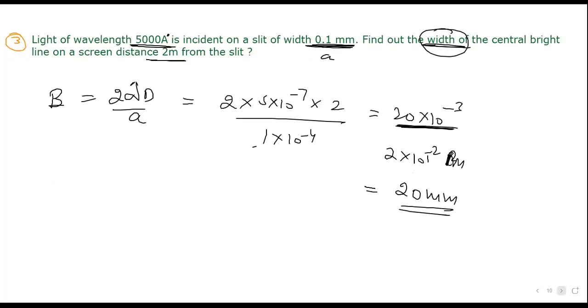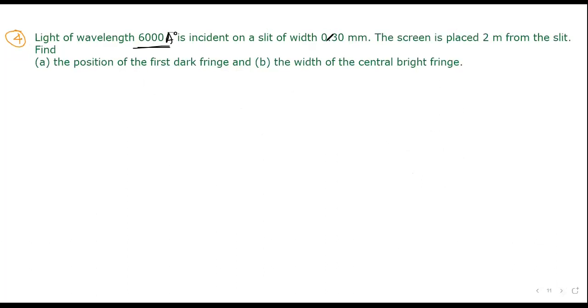Question number 4. In this question they're saying that light of wavelength 6000 angstrom is incident on a slit of width A given, and the screen is placed 2 meter away, so capital D is given. Find the position of the first dark fringe and the width of the central maxima. So they are asking the position of the first dark fringe.